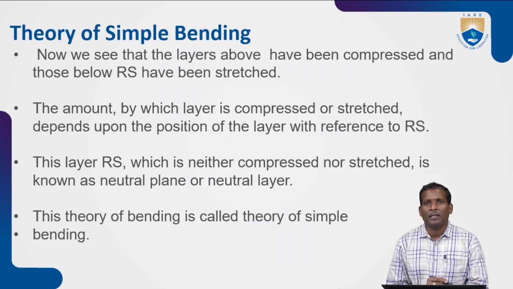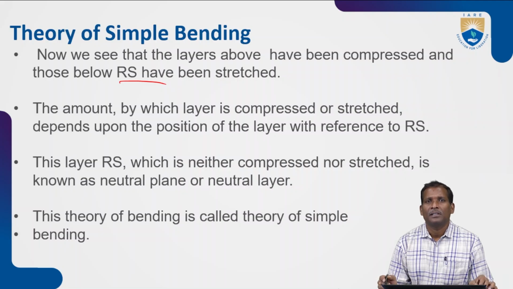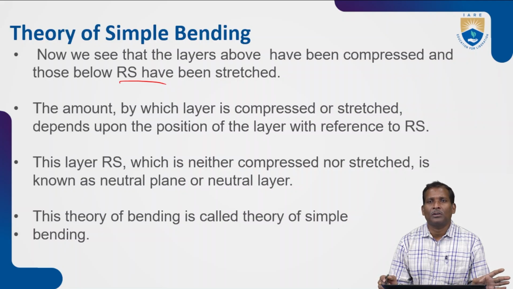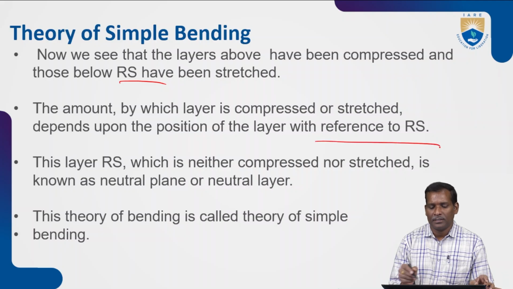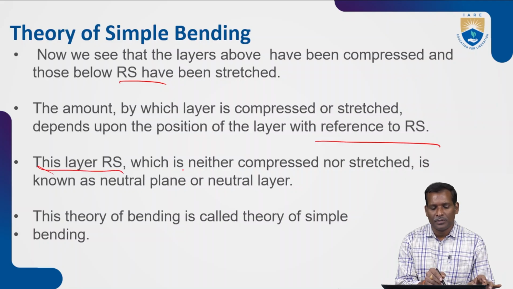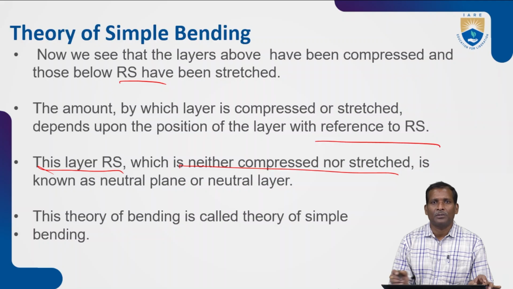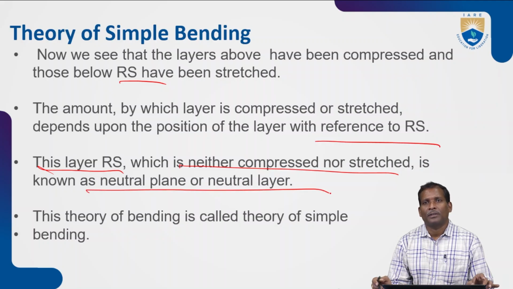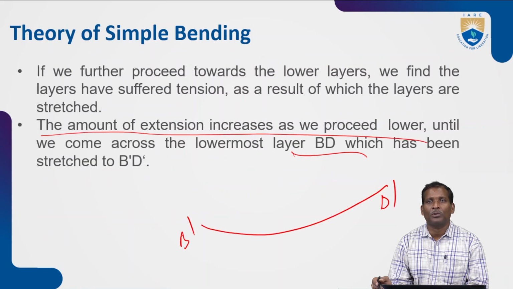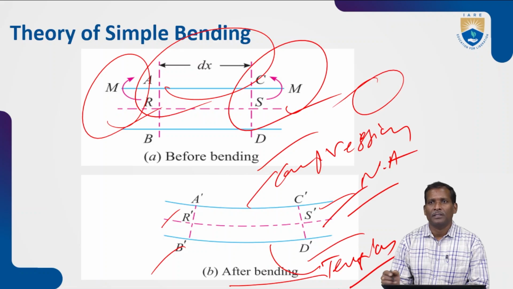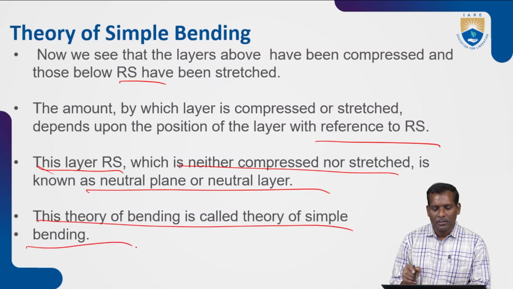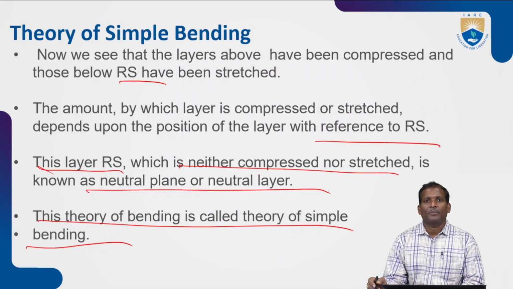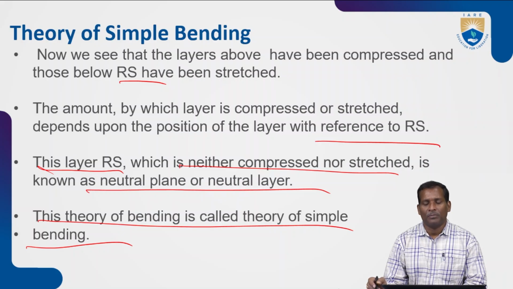Now we see that the layers above have been compressed and those below RS have been stretched. The amount by which a layer is compressed or stretched depends upon the position of the layer with reference to RS. This layer RS, which is neither compressed nor stretched, is known as the neutral plane or neutral layer. As I already told you, there is no change in its length. This theory of bending is called the theory of simple bending.